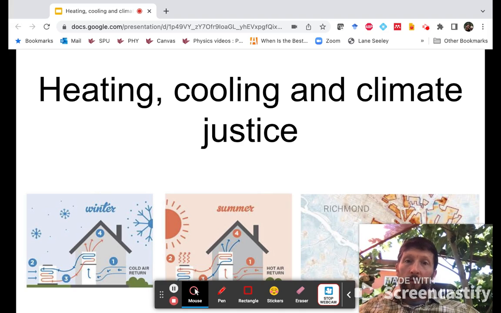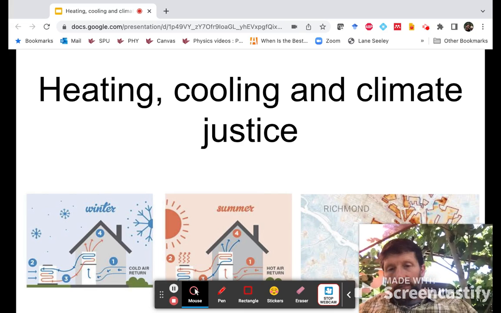And this activity really focuses on appliances for heating and cooling, and then on issues of energy equity and climate justice associated with those appliances.